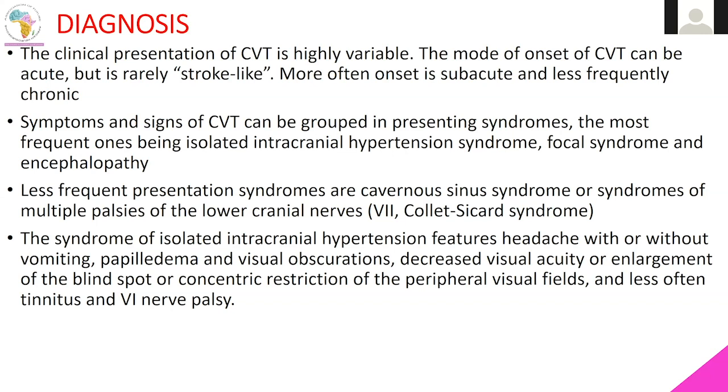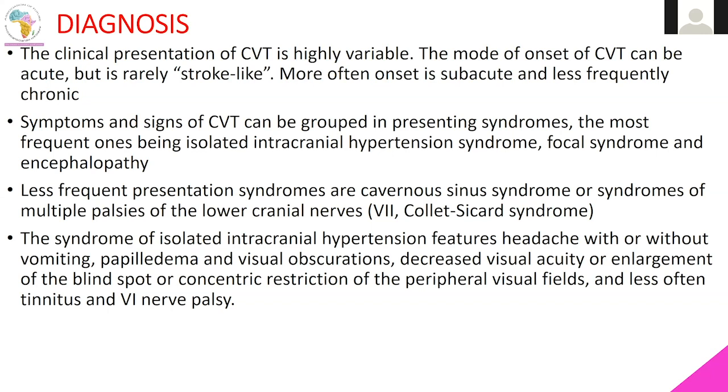Symptoms and signs of CVT can be grouped in presenting syndromes, the most frequent ones being isolated intracranial hypertension syndrome, focal syndrome, and encephalopathy. Less frequent presentation syndromes are cavernous sinus syndrome or syndromes of multiple paralysis of the lower cranial nerves, which are cranial nerves 7 and up, called Sicard syndrome.